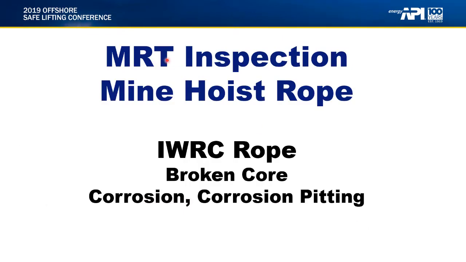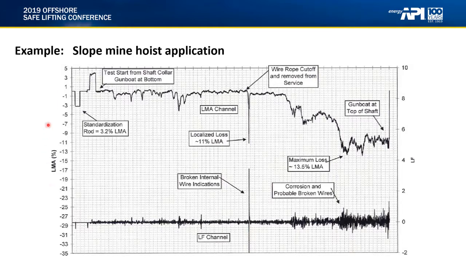We'll now look at an MRT inspection of a mine hoist rope. In this inspection, an IWRC rope was utilized. This analysis demonstrated a broken core, corrosion, and corrosion pitting. This analysis was used with an older version of the NDT Care software.